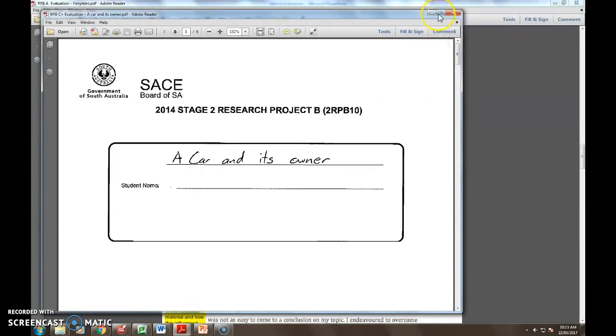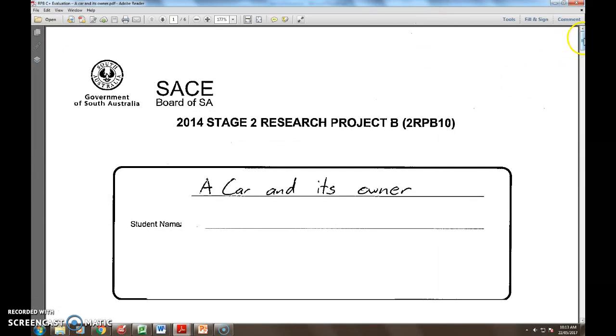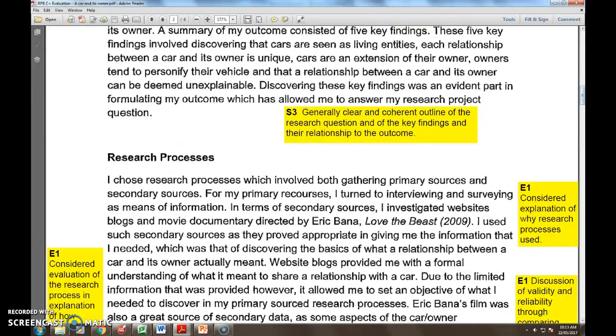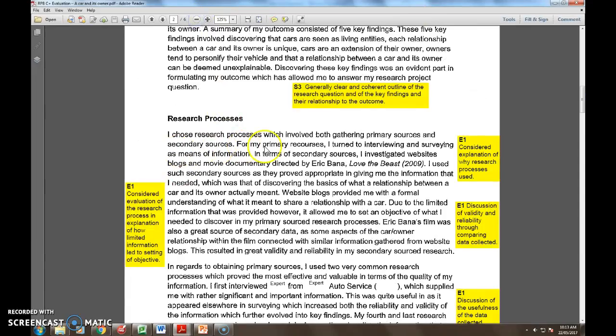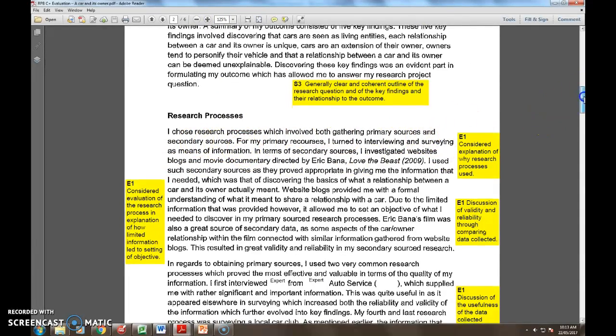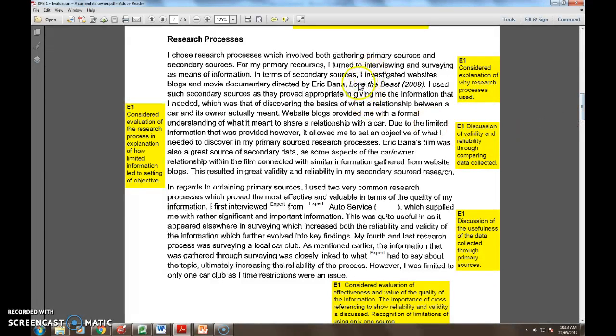This one, evaluating a car and its owner. If we go down into the research processes, I chose processes which involved both gathering primary sources and secondary sources, so demonstrating the knowledge of the difference between the two: investigated websites, blogs, movie documentary. Then it goes on to limited information provided. It allowed me to set an objective of what I needed to discover in my primary source research processes, so making a judgment call about the quality of the information or how useful the information was.